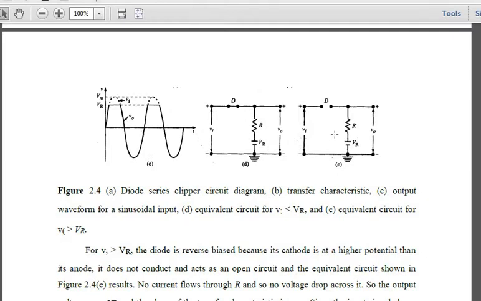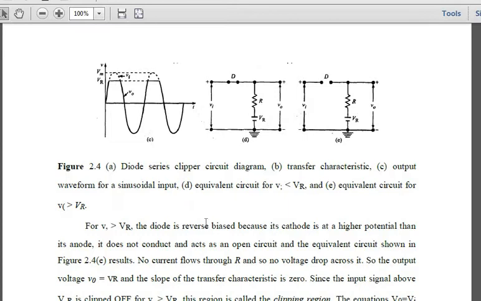And the condition is where Vi, the input voltage whatever you have applied, is greater than your reference voltage. Fine. So here what happens, because its cathode is at the higher position, it has higher potential than its anode, so it does not conduct and will be acting as an open circuit. If it is an open circuit, there is no flow of current, whenever you are applying some voltage. So here this is the figure. No current will flow through the resistor R, so no voltage drop will be across it.